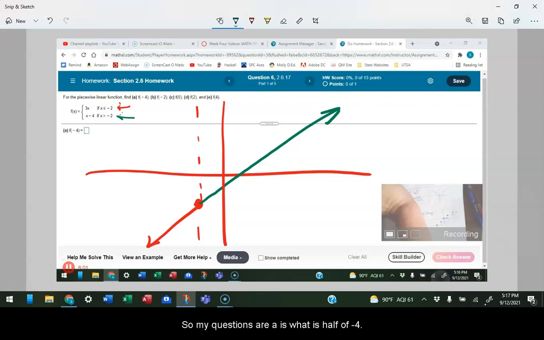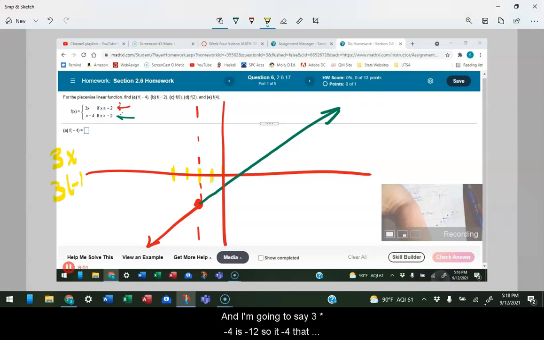Okay, so my questions are, A is, what is f of negative 4? Well, where's negative 4? Because this is negative 2, this is negative 1, 0, negative 3, negative 4. So negative 4 is in the red line's territory. So I'm going to come up here to 3x, and I'm going to say 3 times negative 4 is negative 12. So at negative 4, that coordinate is negative 4, negative 12. Okay, so find out what territory you're in. So A is done.